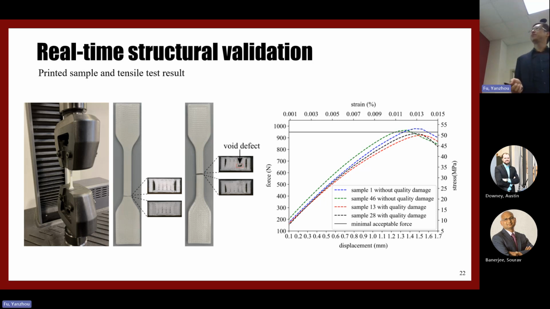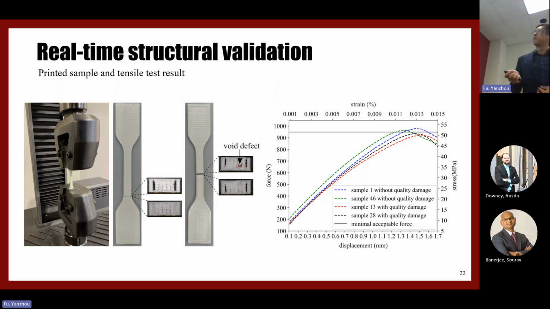So after we collect all the samples, the tensile test will be done. The figure on the left shows the cross sections after the tensile test. The product here is without seeded defect, and the product here is the product with the seeded defect.